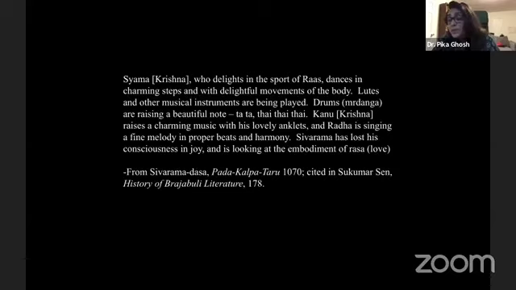Shyam, who delights in the sport of Rash, dances in charming steps and with delightful movements of the body. Lutes and other musical instruments are being played. Drums, mridanga, are raising a beautiful note. Tata thoi thoi thoi. Kanu raises a charming music with his lovely anklets, and Radha is singing a fine melody in proper beats and harmony. Shivaram has lost his consciousness in joy and is looking at the embodiment of rasa.